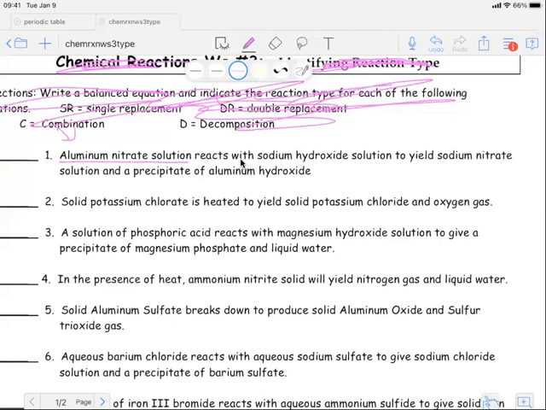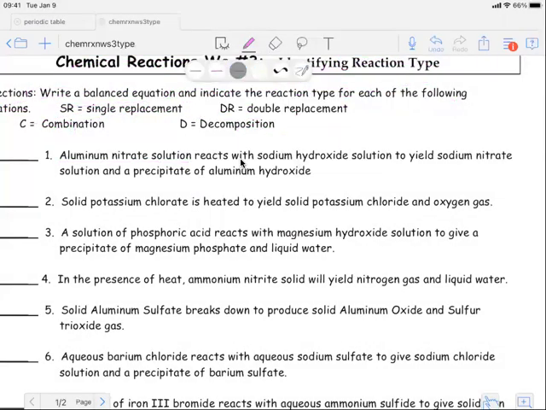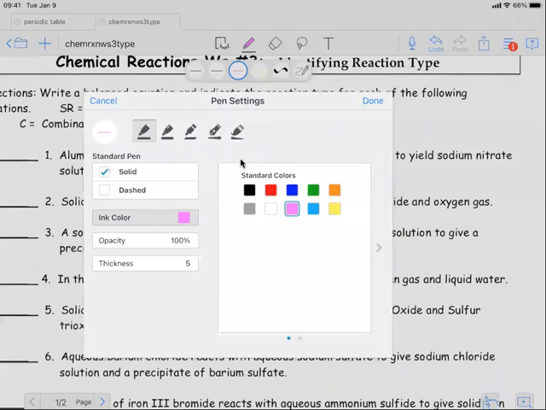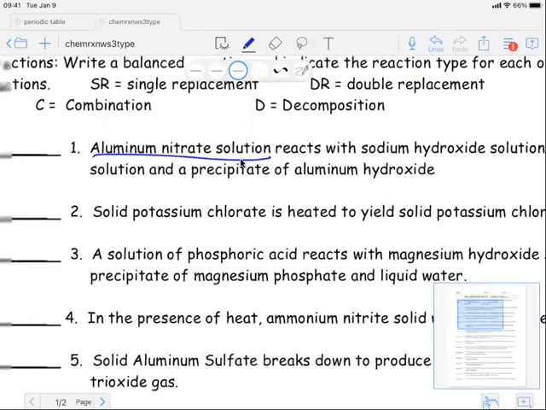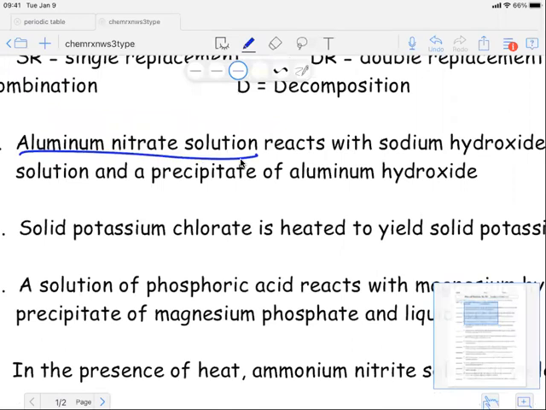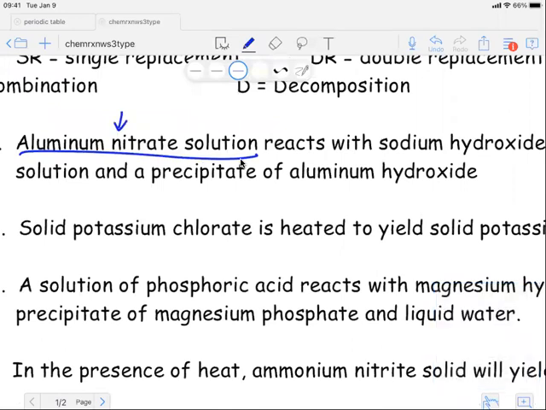Well, first let me clear this. Let's use blue today. Okay, so aluminum nitrate solution. First, we want to look at what that means. Well, we can figure out what aluminum nitrate is because we did that in the past weeks. We practiced doing that. So first, I just want to come up with the formula for that.